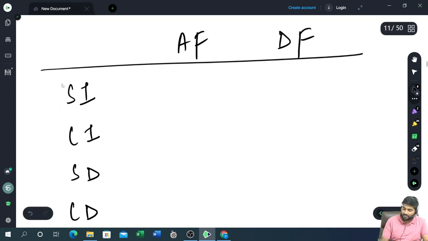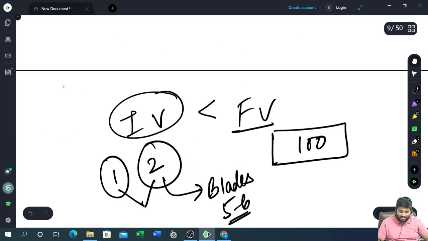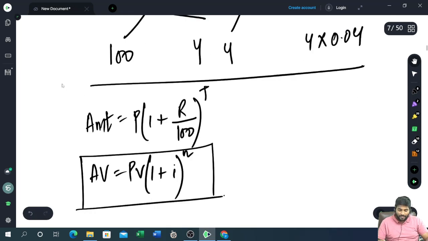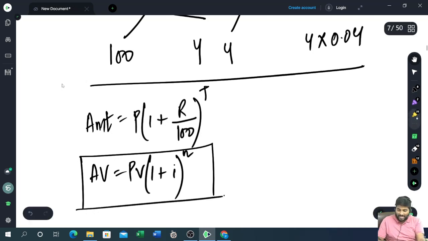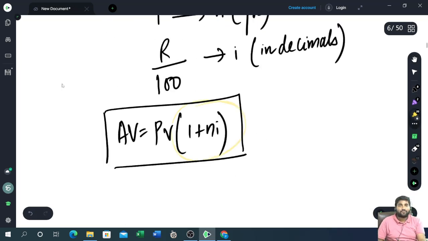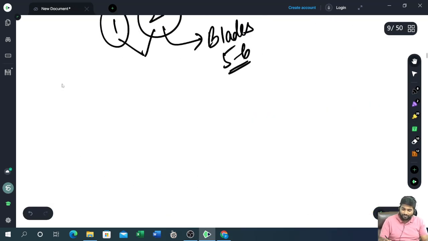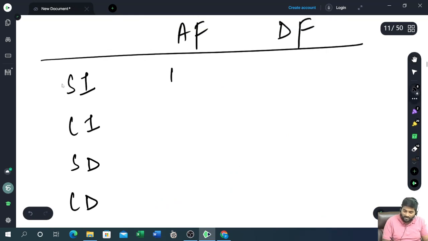Okay. Now the first thing, accumulation factor for simple interest. So what have I got? By what thing we should multiply the present value to get accumulated value? So for simple interest, it is 1 plus NI. AF into PV is AV. So what should be multiplied with present value to get the accumulated value? Okay, so the answer will be 1 plus NI.